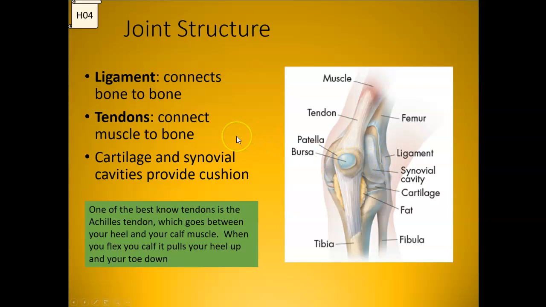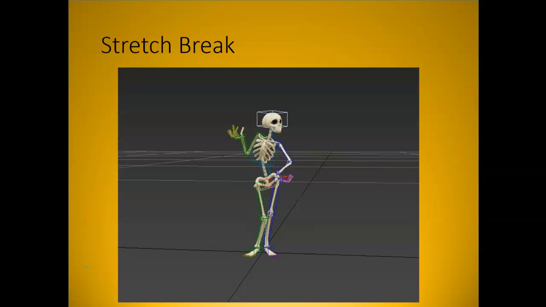Tendons connect muscle to bone. So you can see a tendon right here. There's the muscle. Here's a tendon. And then, as I mentioned here, the Achilles tendon, which comes off the back of your calf muscle, is one of the best known tendons there. And then inside there, we also have a lot of cartilage and these things called synovial cavities, which act as a little water balloon of fluid to keep bone from grinding on bone. It provides a little bit of cushion there.